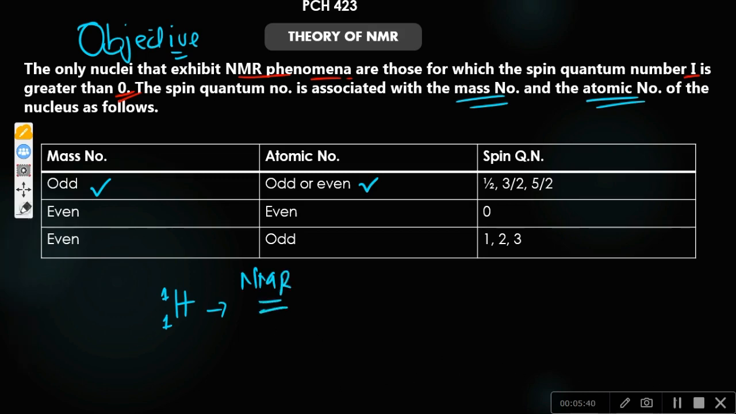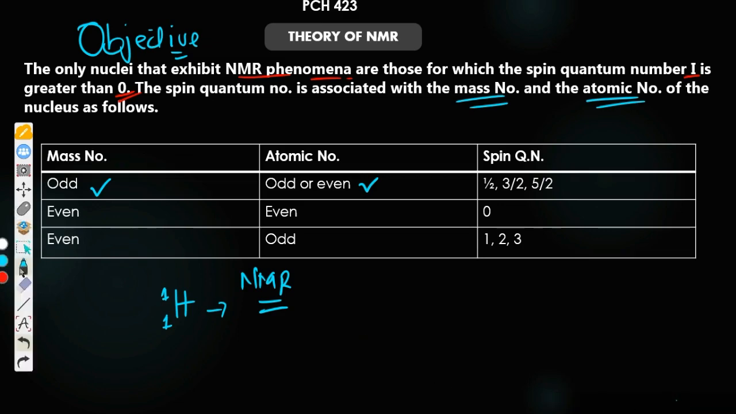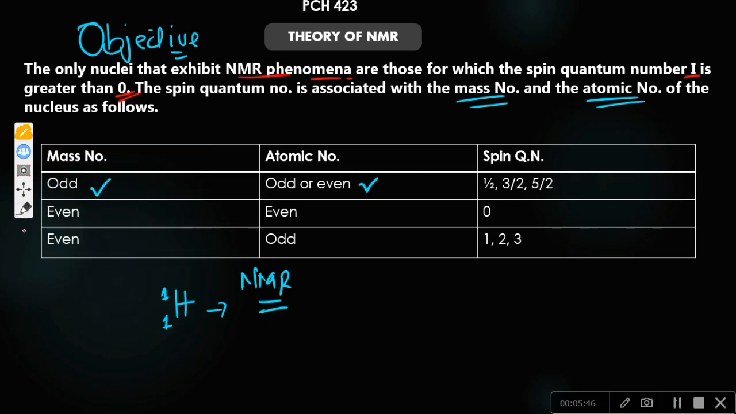Is that understood? So, now let's look at another sample. Let's take this other one we have here. The mass number is even, the atomic number is even. Now the spin quantum number is 0. We say these ones whose spin quantum number is 0 cannot undergo the NMR phenomenon. Is that okay? Cannot undergo NMR phenomenon.